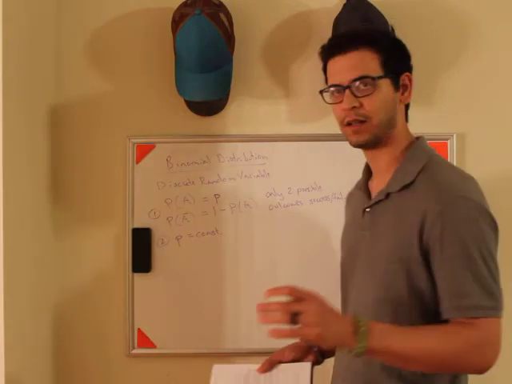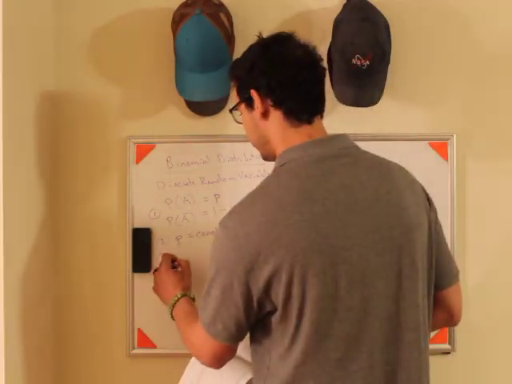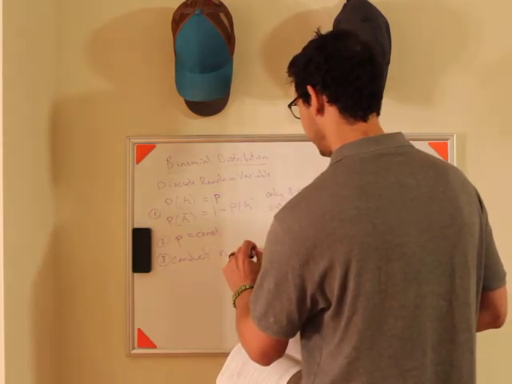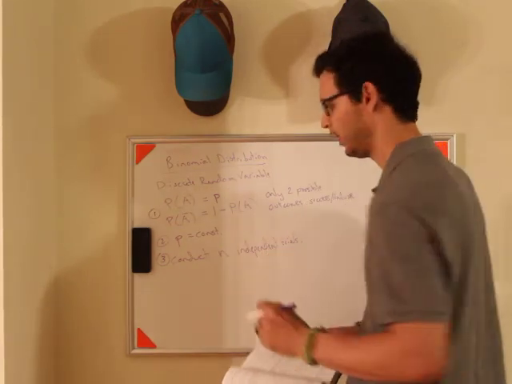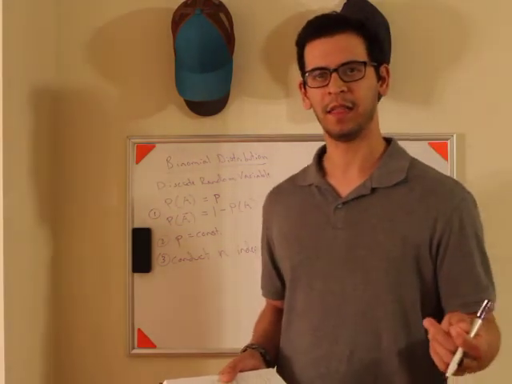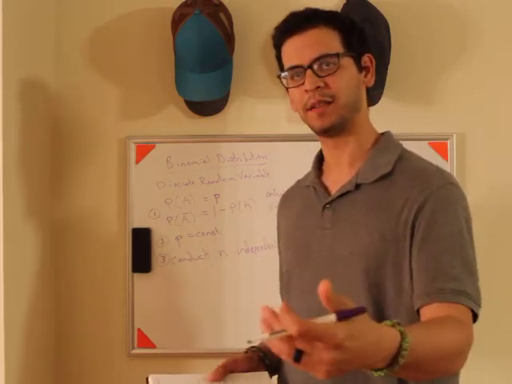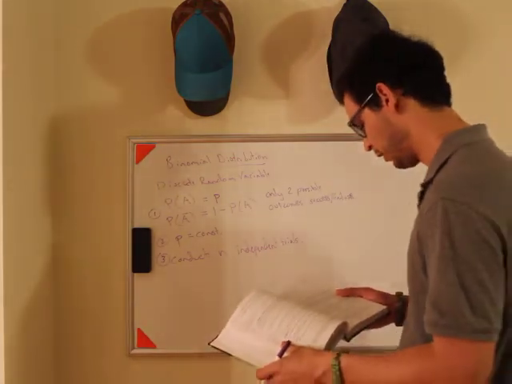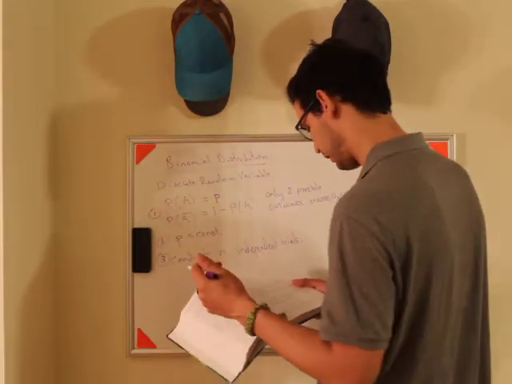So this is saying that every time you do a trial, and that's number 3, you conduct n independent trials. The idea there is that every time you conduct a trial, every time you do a test, it's completely independent from the one before.